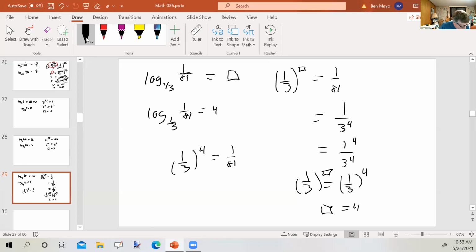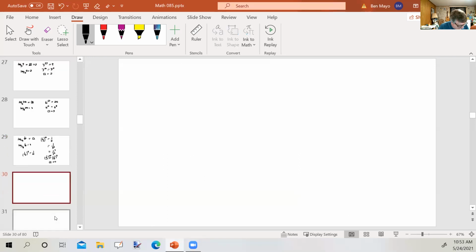Now we're going to use our calculator some more. It says use a calculator to find each value. Give answers to 4 decimal places. So that's what? 10th, 100th, 1000th, 10,000th. So we're going to round to the 10,000th place.